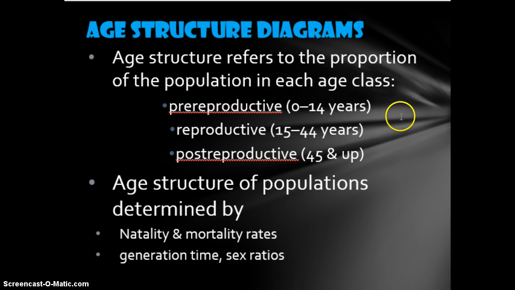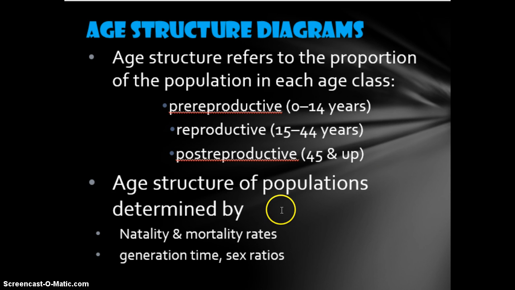Pre-reproductive years, which would be from 0 to about 14 years. It's about the earliest that most people could have children. Reproductive years, 15 to 44 years old on average, is when most people are able to reproduce. And post-reproductive years, which would be anybody who is no longer able to reproduce.